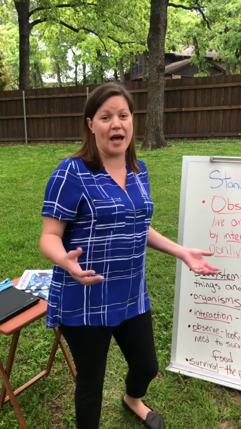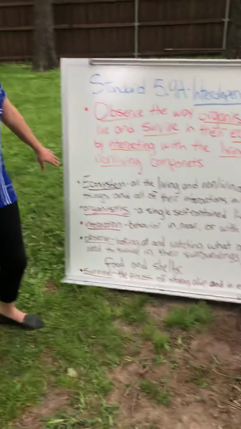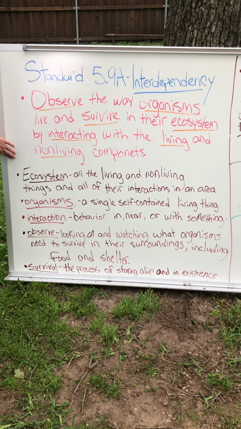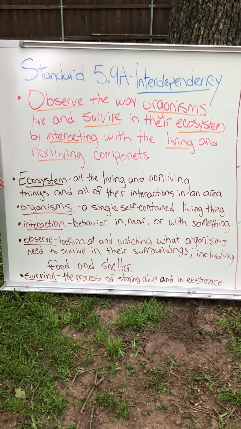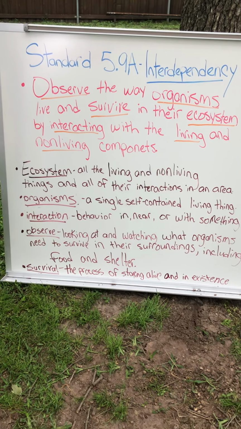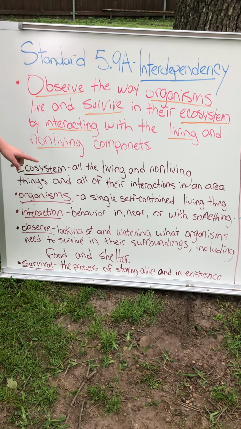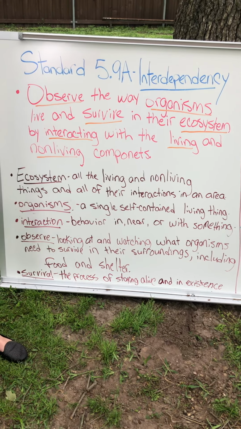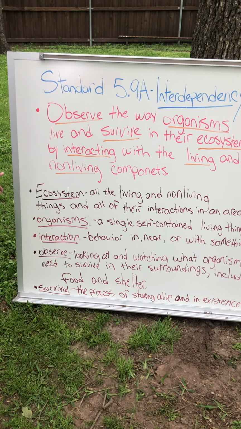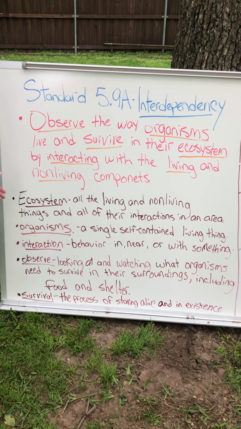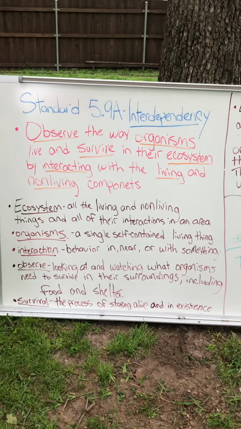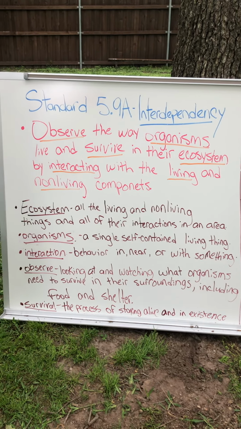Let's break down our vocabulary words. An ecosystem: all the living and non-living things and all of their interactions in an area. Organisms: a single self-contained living thing. Interaction: behavior in, near, or with something. To observe, we're going to be looking at and watching what organisms need to survive in their surroundings, including food and shelter. Survival: the process of staying alive and in existence.